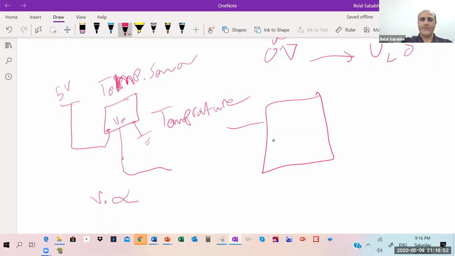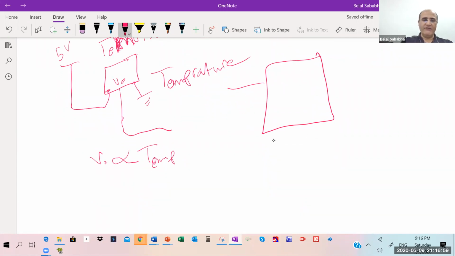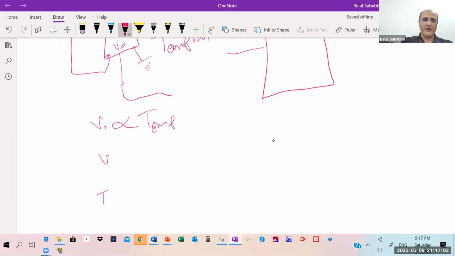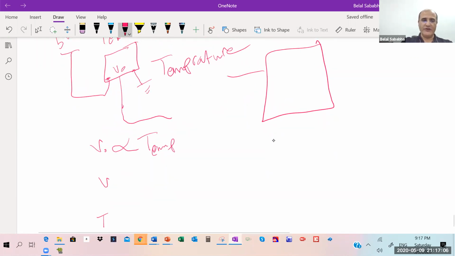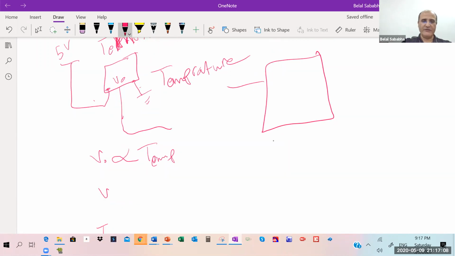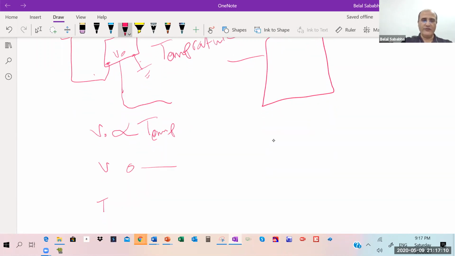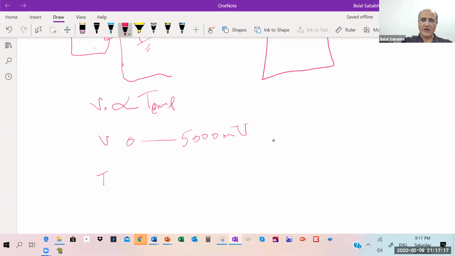is proportional to the actual temperature. So for example, you can say the voltage you will get from here is something between 0 and 5 volts, okay? 0 to, let's say, in millivolts, 5,000 millivolts. And this corresponds to 0 Celsius to 100 Celsius.